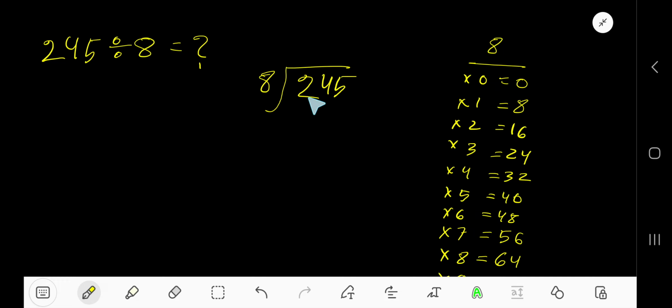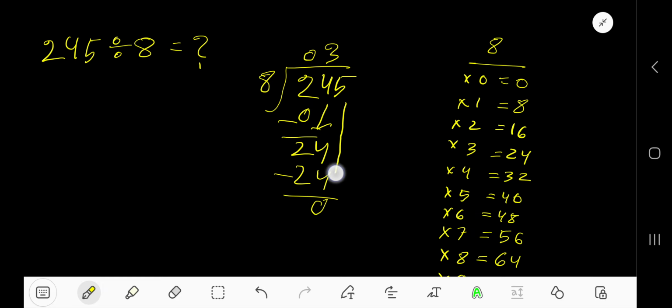So 8 goes into 2 how many times? 0 times, as 2 is less than 8. So 0 times 8, 0. Subtract, 2, bring down this 4. 8 goes into 24 how many times? 8 goes into 24 3 times, right? 3 times 8, 24. Subtract, you are getting 0, bring down this 5.